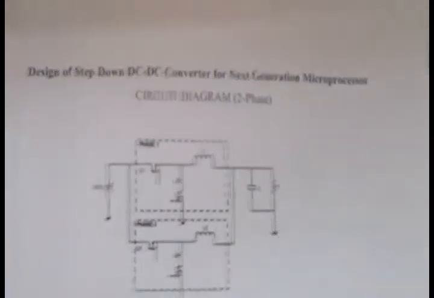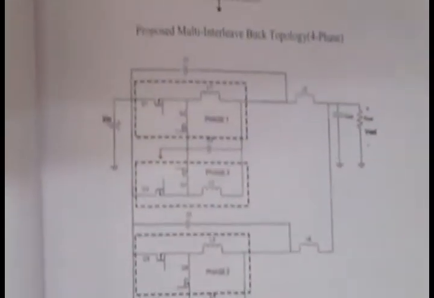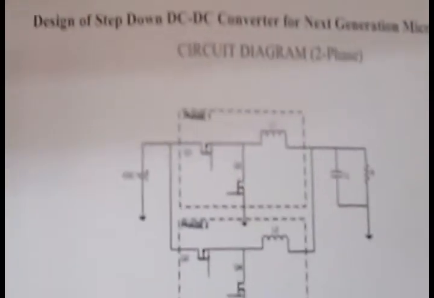This is the circuit diagram. The first diagram shows a two-phase circuit and the second diagram shows the four-phase circuit. In each phase we use 2 MOSFETs, so 4 phases means 8 MOSFETs. 360 divided by n gives the number of MOSFETs used.